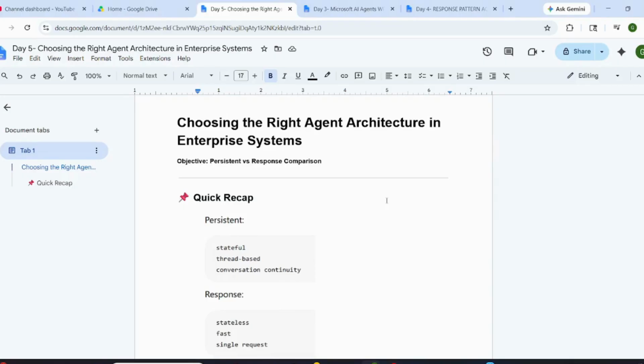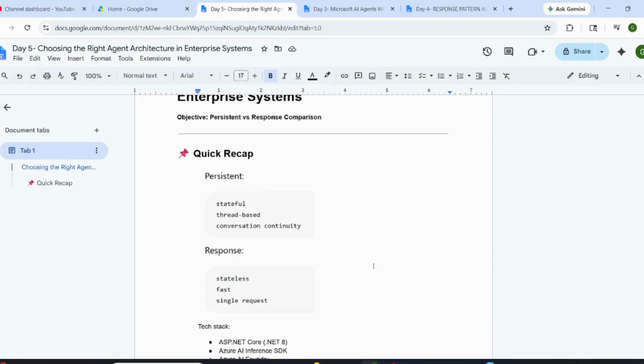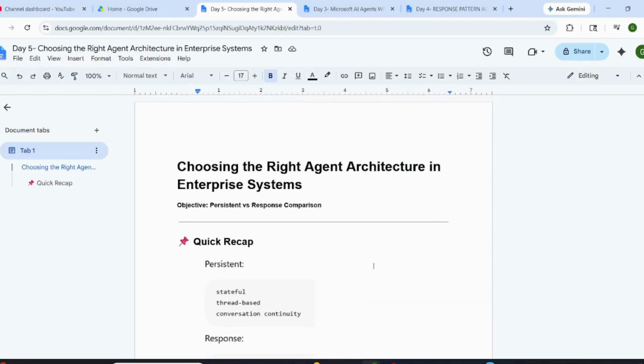So we already started a series on developing agentic AI solutions and explaining the concepts of Microsoft AI agents. We are right now in day 5. You can see we have already covered day 1, day 2, day 3, and day 4. A quick recap: day 1 was moving from Semantic Kernel to AI agents. Day 2 was on the persistent agent of the Microsoft AI agent. Day 3 was adding business tools for the Microsoft persistent agent. And day 4 was the response pattern.